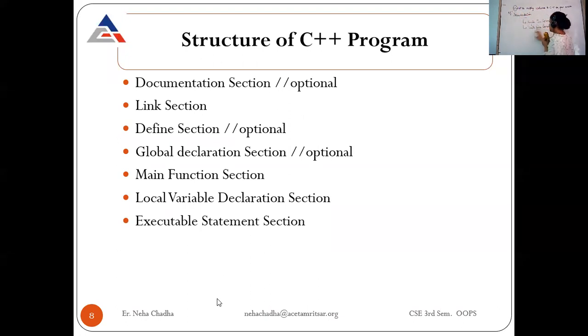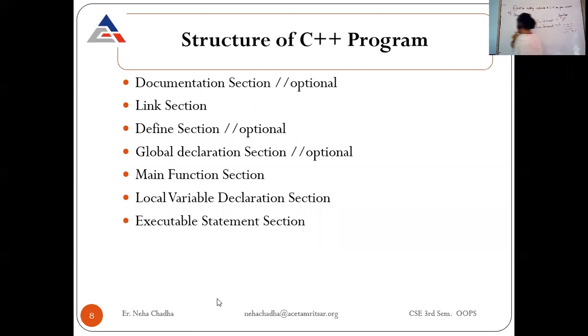In the multi-line comment, the syntax is slash star. Suppose I have written one line, two lines, three lines, four lines, and I want to make all these lines a comment. I don't want the compiler to compile them. Then I will close it with star slash. Forward slash star, star forward slash. This is the syntax for the multi-line comment.